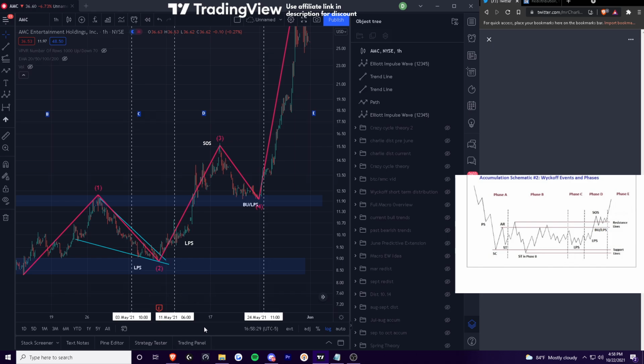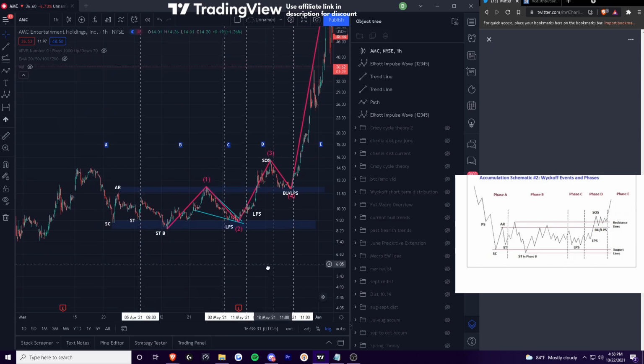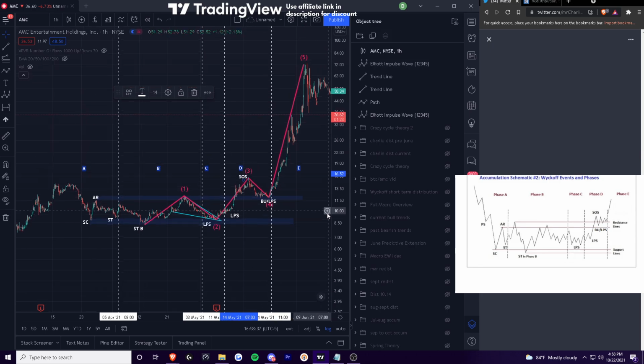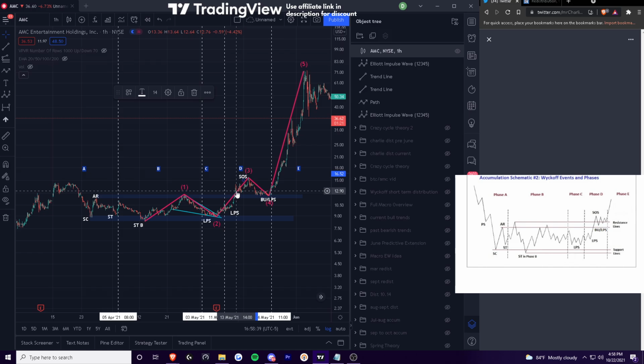All right, so one of the rules about Elliott Wave is that wave 3 is typically the strongest and longest wave, but it doesn't have to be, as long as it's not the shortest. Wave 3 cannot be the shortest and weakest wave, but it is most commonly the strongest and the longest wave.